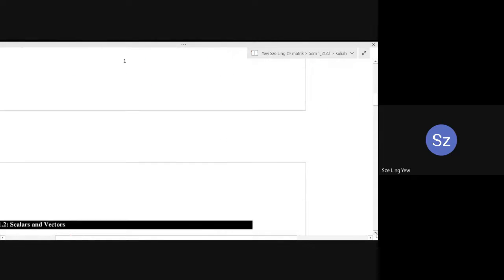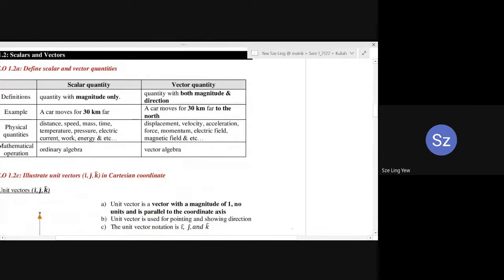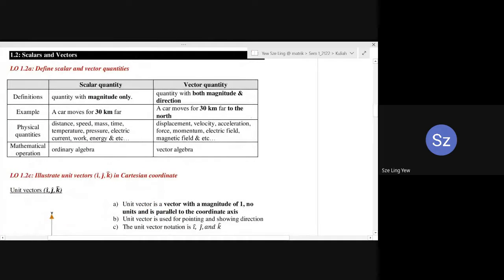So we're done with the first part. Now we're going to look at scalar and vector. The main difference is in the definition. A scalar quantity shows you the magnitude only. The direction is not important. For example, if you're looking at distance, it tells you that the distance between two objects is 10 cm. 10 cm is just a value without direction, so in that case, we call it a scalar quantity.